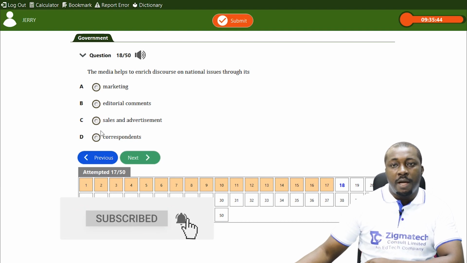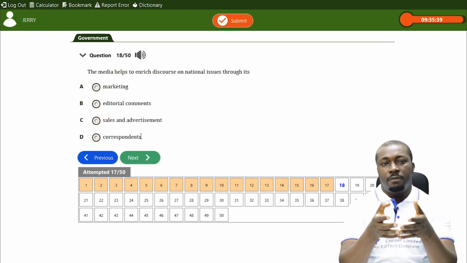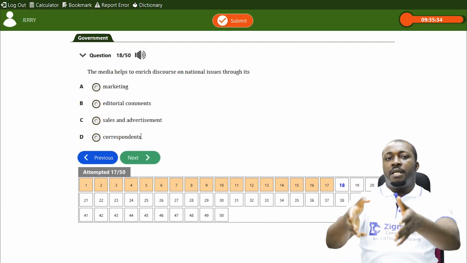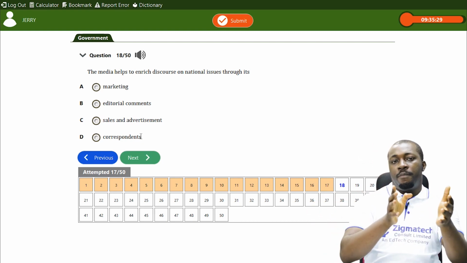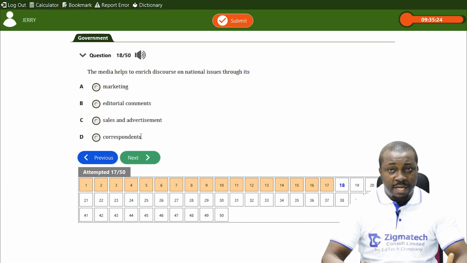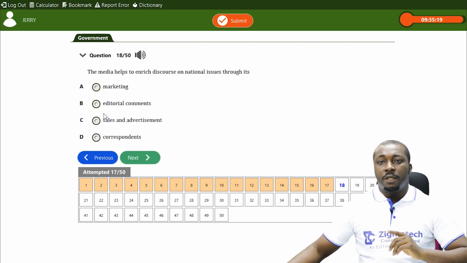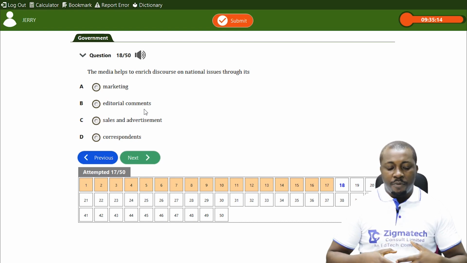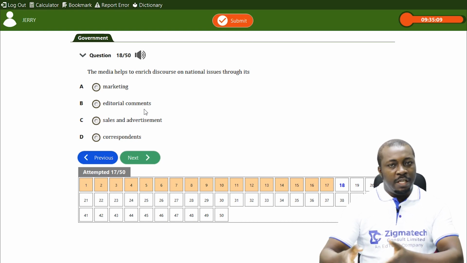Now, let's look at B and D. Now, correspondence has to do with reports from members of the press, reports about incidents that happened. Our correspondents, hear from our correspondents, from Abuja, from this. Now, this person will give eyewitness report of a particular incident or what he or she observed there. Now, the editorial comments, which you normally see in a newspaper, this is where people air their views, talk about what they think about public issues.